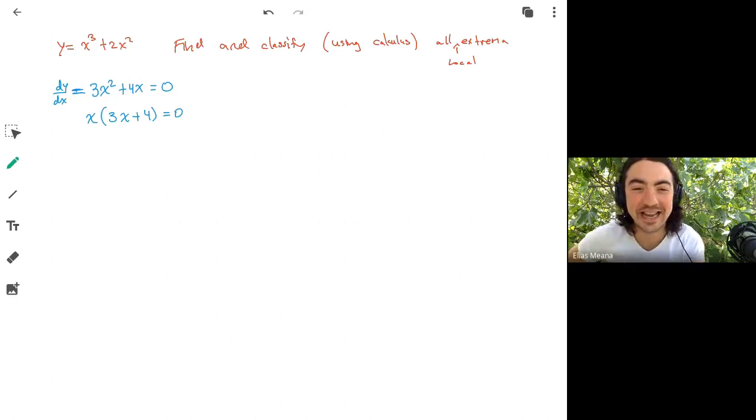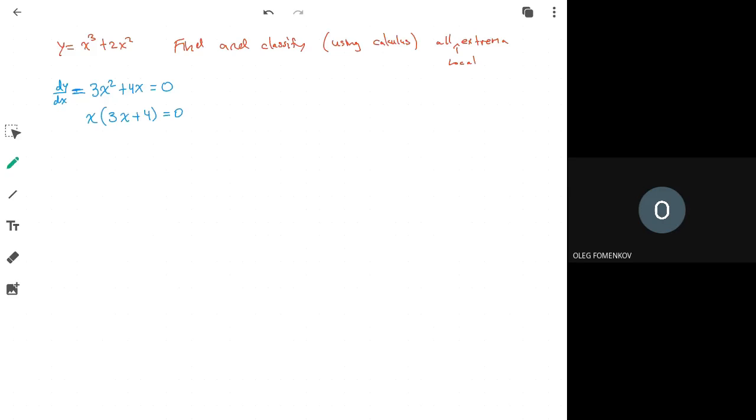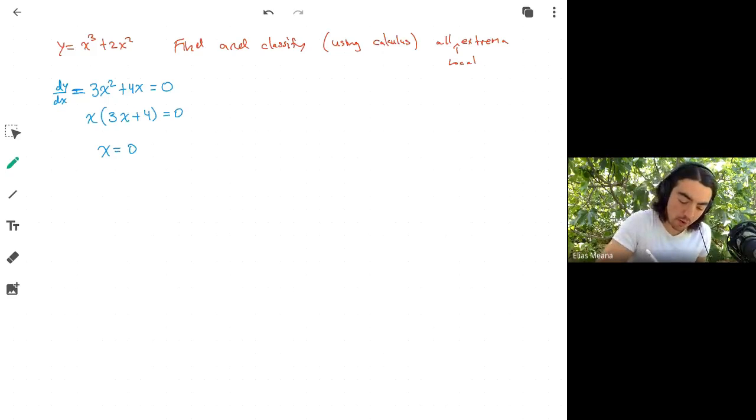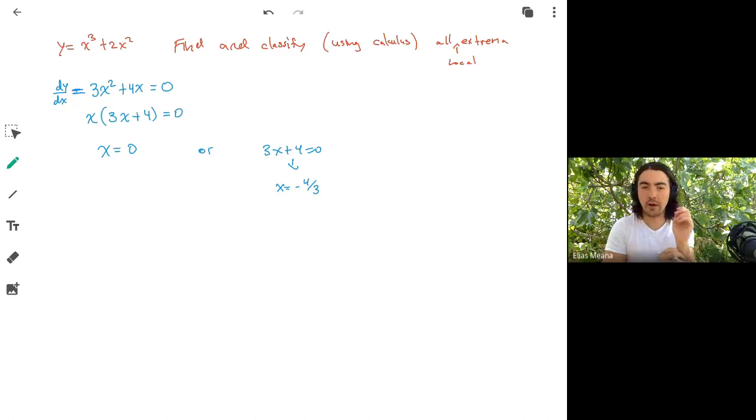But this is an easy enough one where we don't need to do the quadratic formula, right? So we're going to pull out an x, and we have two possibilities. What are the two possibilities? x is equal to 0, and x is equal to -4/3. We have x is equal to 0, or we have 3x plus 4 is equal to 0, which gives us x is equal to -4/3. So these are our critical values, occurring at the origin and -4/3.